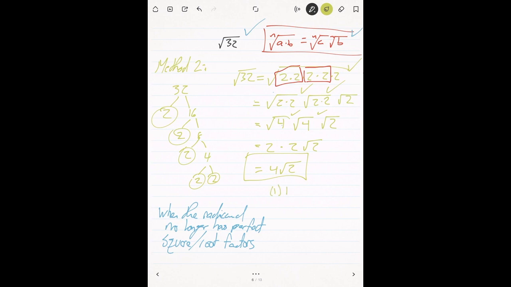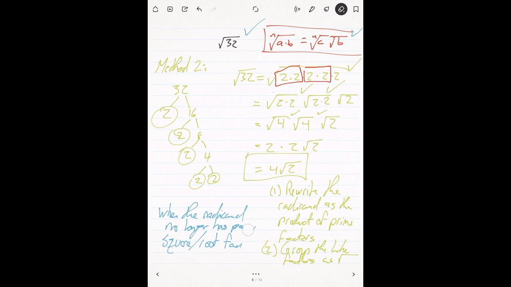1, rewrite the radicand as the product of prime factors. Then for step 2, we're going to want to group the like factors as radicals. I'm using the symbol for shorthand.